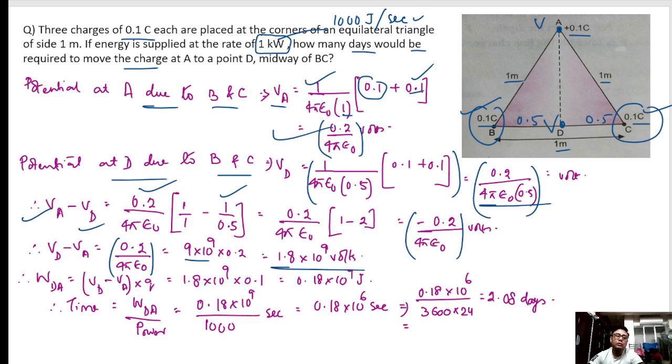So work done to move this charge (0.1 coulomb) through this potential difference is this much joules. Now we know that I am supplying in 1 second, I can supply 1000 joules. So I need this much of joules. So how much time would it require? This by 1000, this much second. Dividing by 3600 gives me hours, and dividing by 24 gives me the number of days. Total this many days will be required to move the charge from A to D.